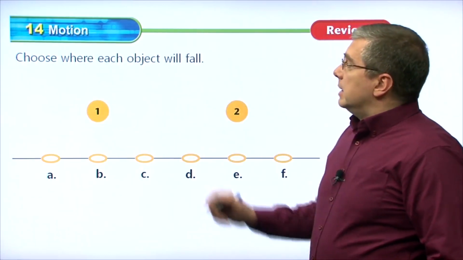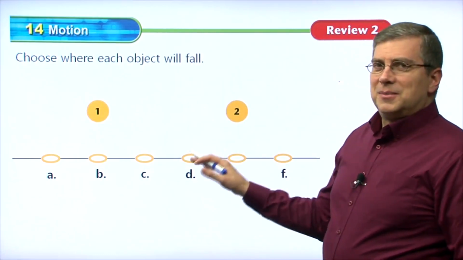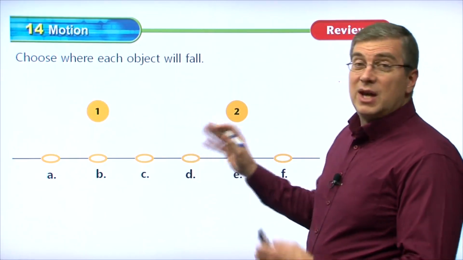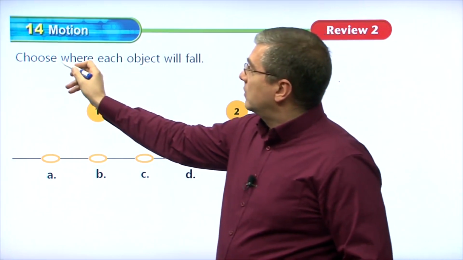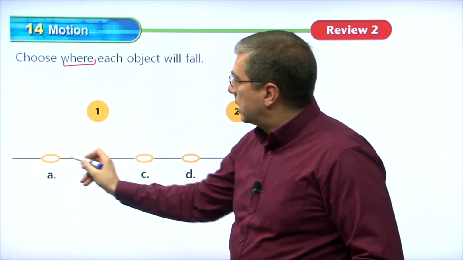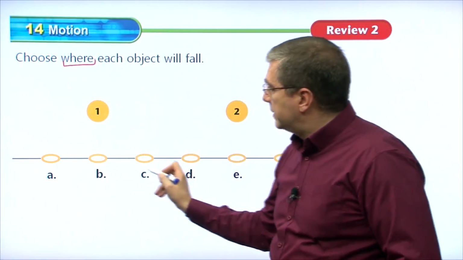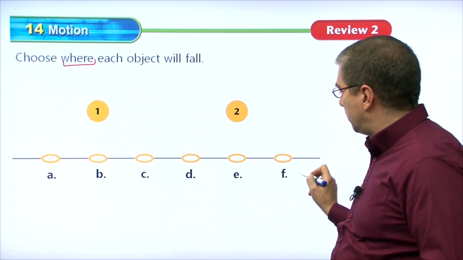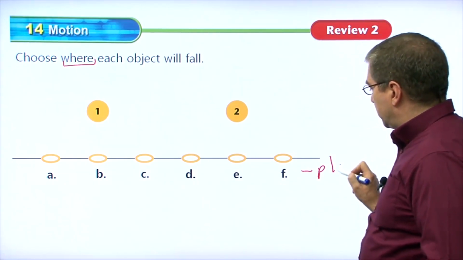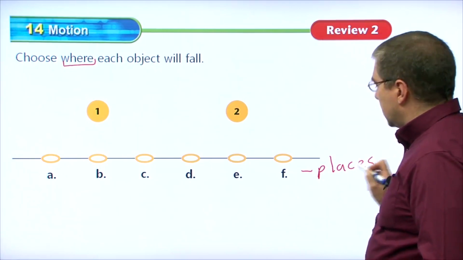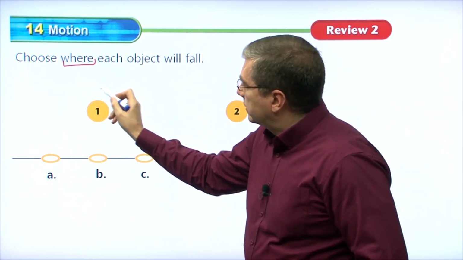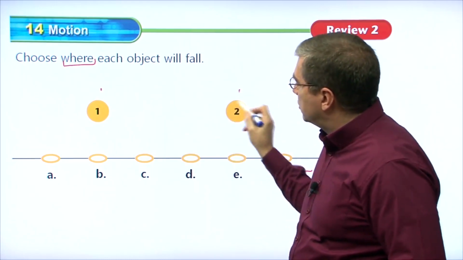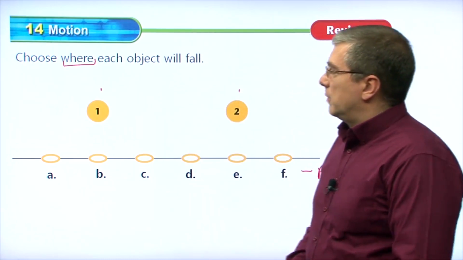Okay, now we have an interesting exercise here. Don't be confused. I will explain this to you. Choose where. We have to choose where here. We have A, B, C, D, E, or F. These are all places, right? They are where each object will fall. Here's one object, this is our first object, and this is our second object.